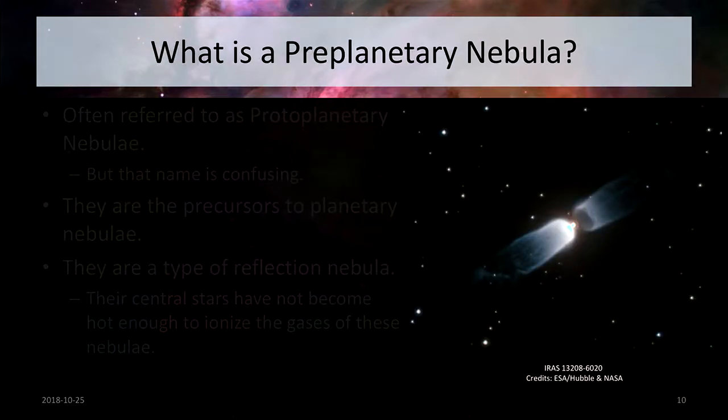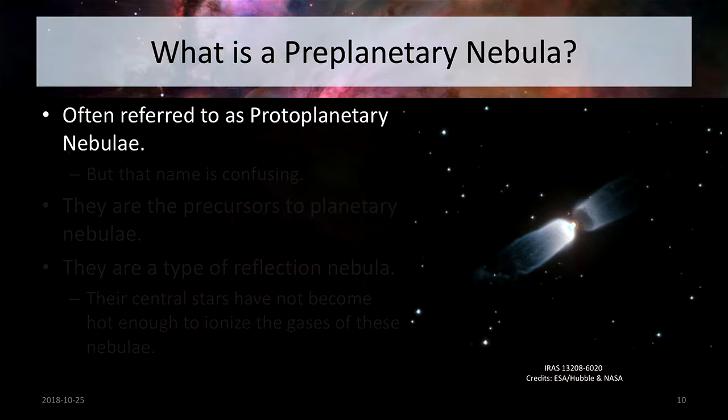Anyway, before you get a planetary nebula, you have to get something else, and it's often referred to as a preplanetary nebula or a protoplanetary nebula. I prefer the term preplanetary nebula because protoplanetary nebula can be very confusing, because there's another type of object out there referred to as a protoplanetary disk. The protoplanetary nebula has nothing to do with planets. A protoplanetary disk has everything to do with forming planets.